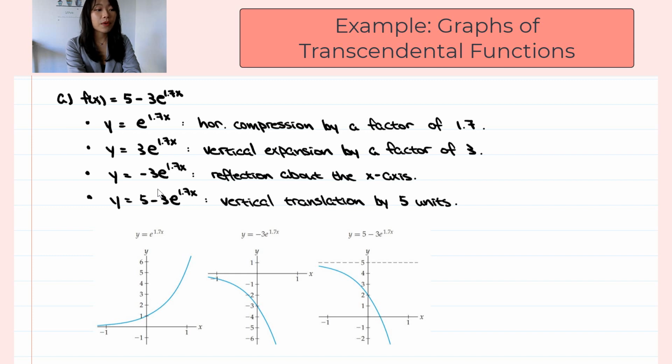And the next step, we add a negative sign in front. So it is a reflection about the x-axis. And we get to this sketch here. The function now passes through this point, 0 and negative 3. And the last step, we have a vertical translation by 5 units. So this point now moves to 0 and 2. So that is the final sketch of this function.